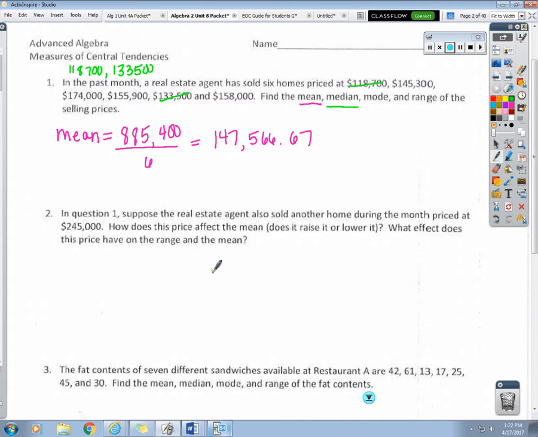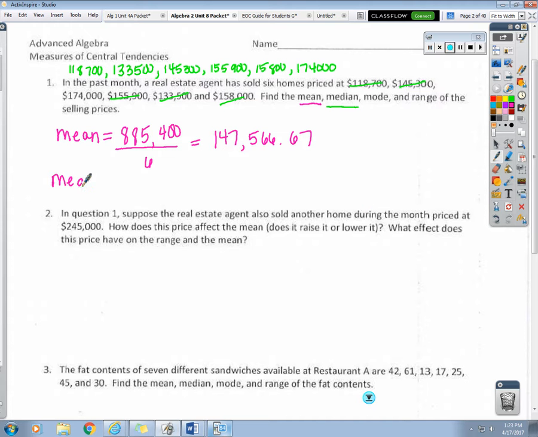Then what's the next one? 145. Then 155.9. $158 and $174,000. Okay, so we just got finished saying that the median is the middle. But when you have an even amount of data, you have 2 middle numbers. So how do you calculate median of 2 middle numbers?